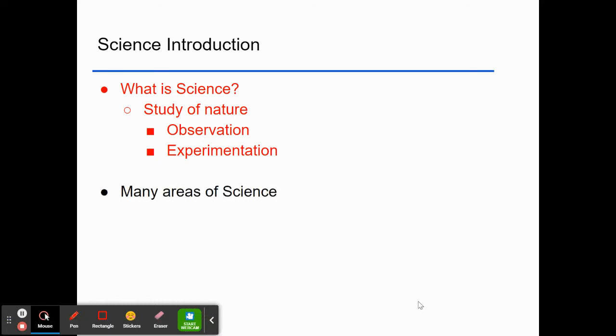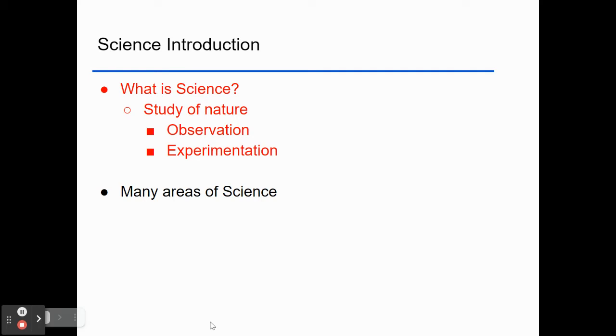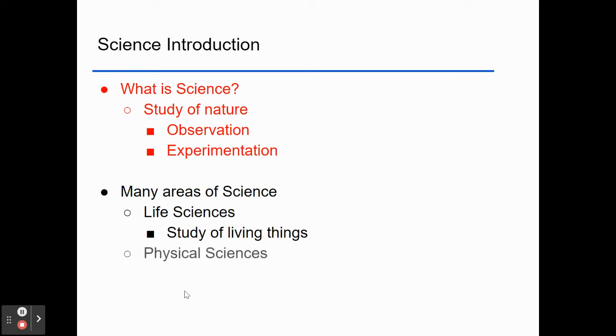Let me kind of clean this up a little bit. So there are many areas of science. There it goes. So we're going to have life sciences. So this is more of your zoologies, your biologies, your ecologies, your ichthyologies, fish. So anything that's alive. So that's going to be more of something you'll study next year or when you take biology. And life sciences tend to study living things. I think that's pretty self-explanatory.